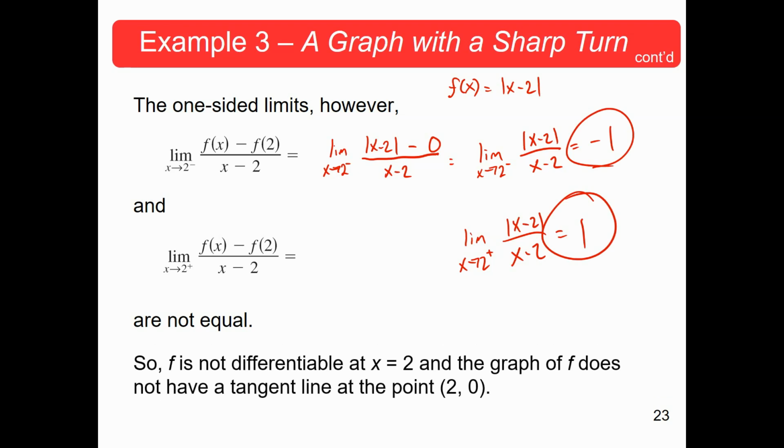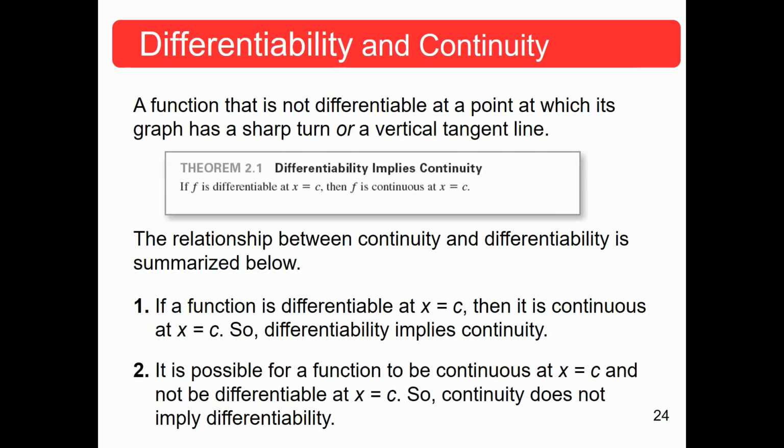Now, what this means is only at that point, x equals 2, does it not have differentiability. All the rest of them we're good with. So this is going to lead us to define differentiability here. Differentiability implies continuity. This is very important. If f is differentiable at x equals c, then it has to be continuous. No ifs, ands, or buts. If you can differentiate it, it is continuous.